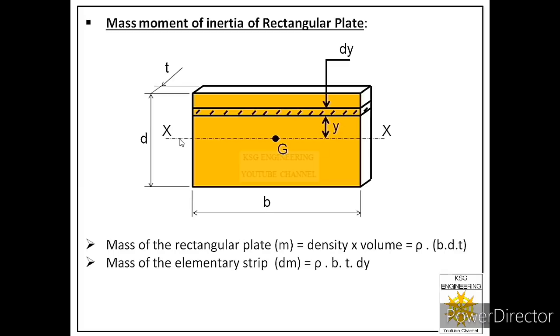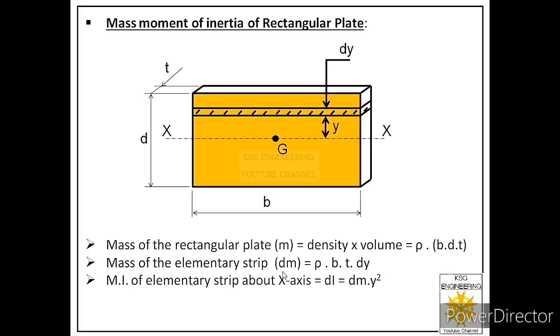After that we will talk about the mass of the elementary strip. Let us label that as dm. It will be equal to density into volume, of course. So density is rho. What will be the volume of that elementary strip? It will be equal to b, the length, into dy, into t, that is the thickness. So here we have written rho dot b dot t into dy. So this is the mass of the elementary strip, dm.